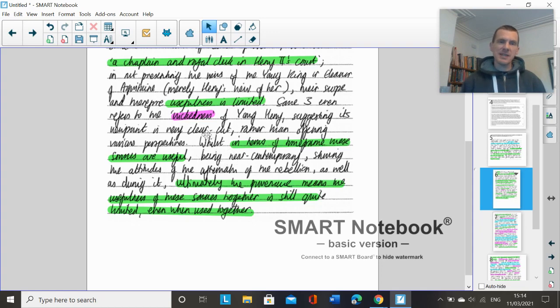So this is nice as well at the end of the paragraph, end of every paragraph, just having a little summary judgment. Here it is, the last sentence. Whilst in terms of time frame, these sources are useful, being near contemporary, showing the attitudes of the aftermath of the rebellion as well as during it. Ultimately, the provenance means the usefulness of these two sources together is still quite limited, even when used together.